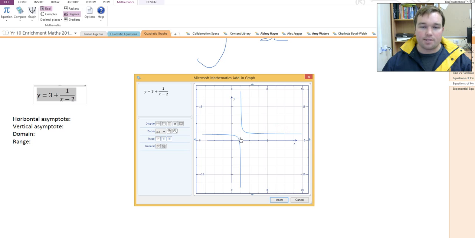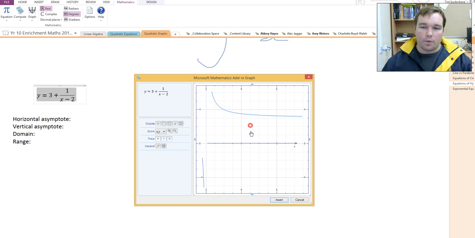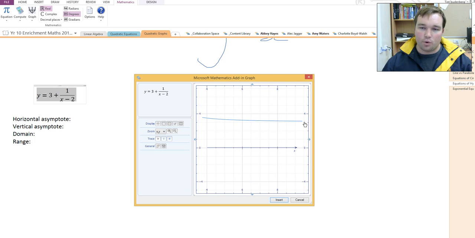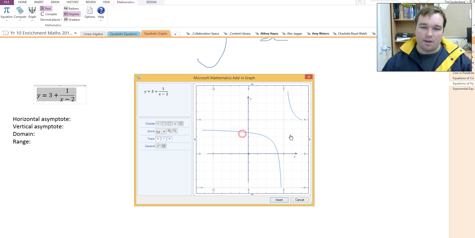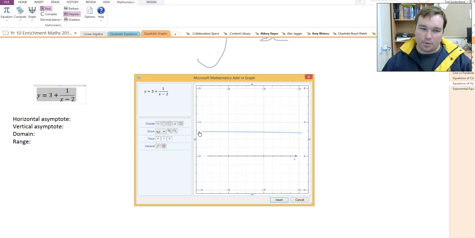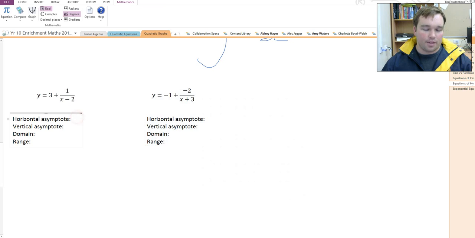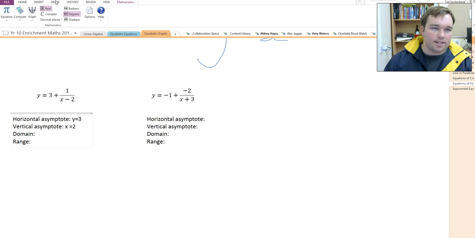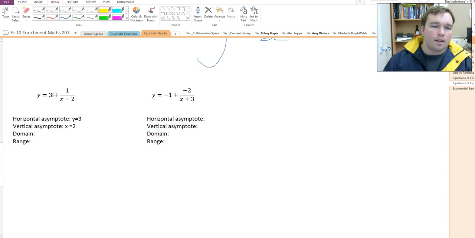Now, the horizontal asymptote, well, you can see it curves out here. 4 is there, so it's curving towards 3, but never touching it. If we go the other way, it's curving up towards 3, but never touching it. So we can say our horizontal asymptote is the line y equals 3. Our vertical asymptote is the line x equals 2. And it shouldn't surprise us that that there gives us the horizontal, that there gives us the vertical.